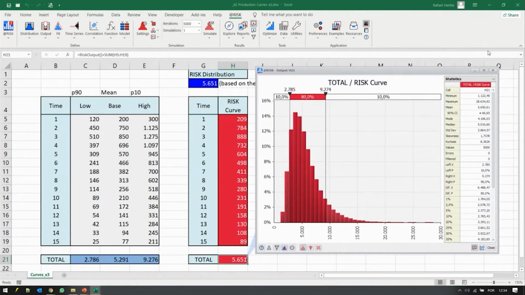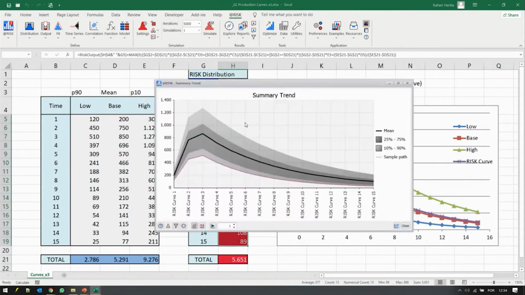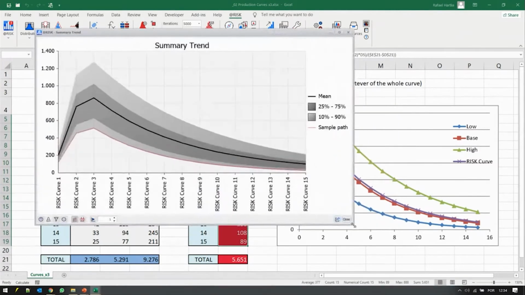And if I wanted to see what the production is per time step, I could also do that using @RISK. Easy and straightforward. The equation is ugly, but it's just a plain simple interpolation of values. Okay, so we get curves that are actually parallel to the three scenarios we have. Okay, so that's what we're simulating.